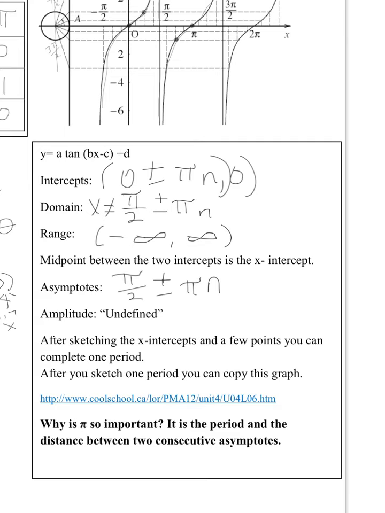We're going to practice this tomorrow in class, so you're going to get to actually do some hands-on graphing of tangent. And the last statement here, why is pi so important? You have to remember, this is the period and the distance between two consecutive asymptotes for tangent. So remember, the period for sine and cosine was 2 pi, but the period for tangent is pi. It can only go halfway around the circle before it has to repeat.